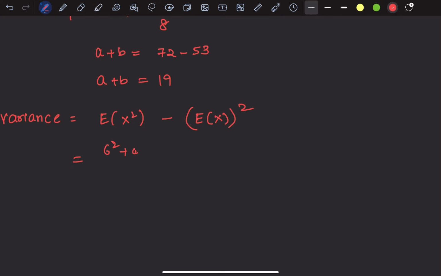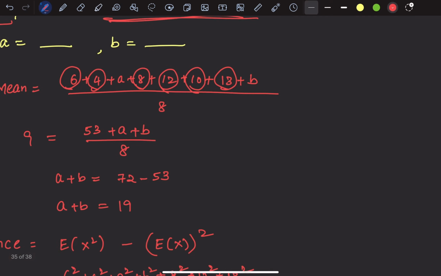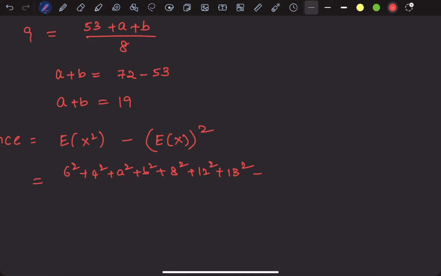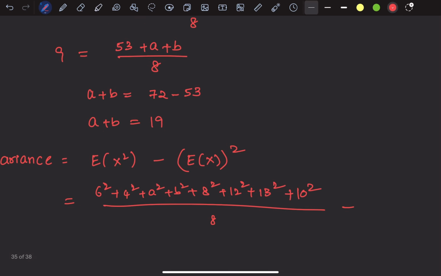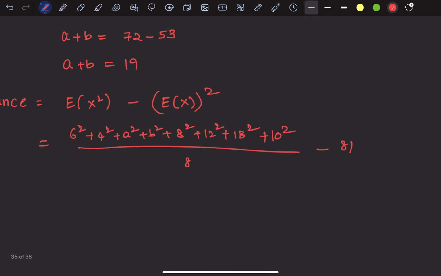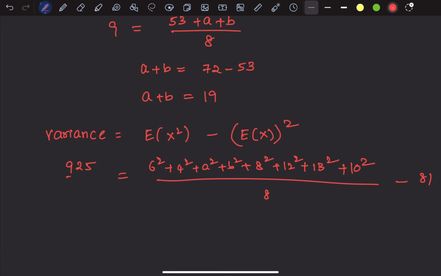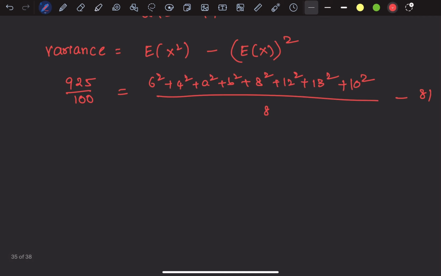So 6 square plus 4 square plus a square plus b square plus 8 square plus 12 square plus 13 square plus 10 square, divided by 8, minus the square of the mean. So the mean is already given. So the square of the mean is 81. So this is simply 9.25, which is 925 upon 100.